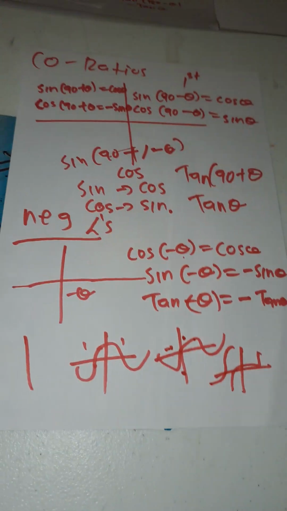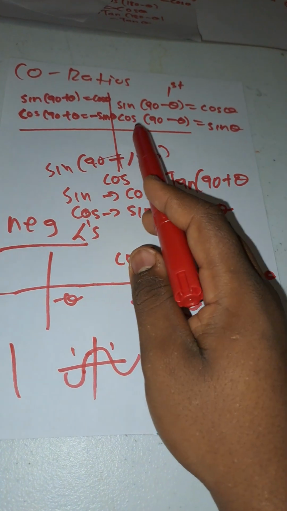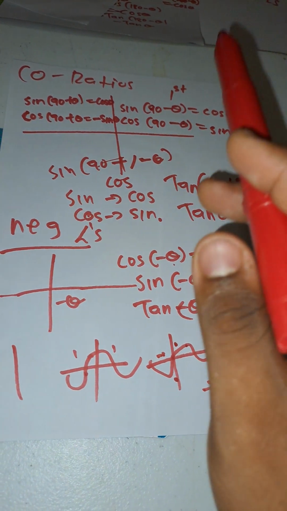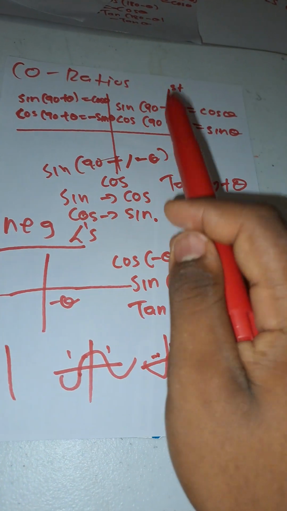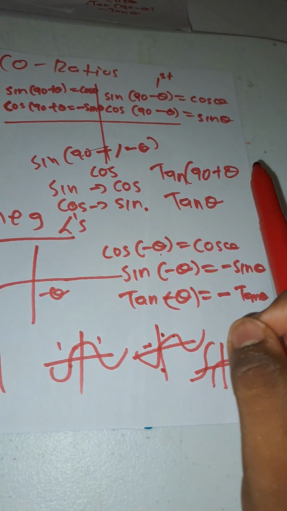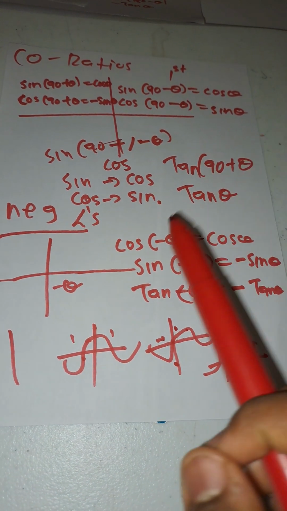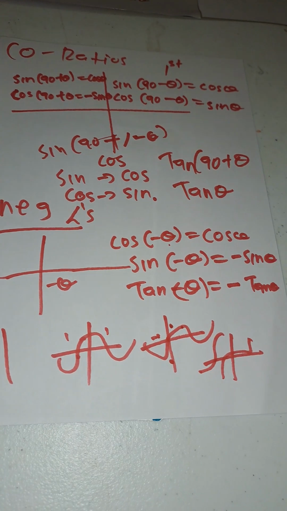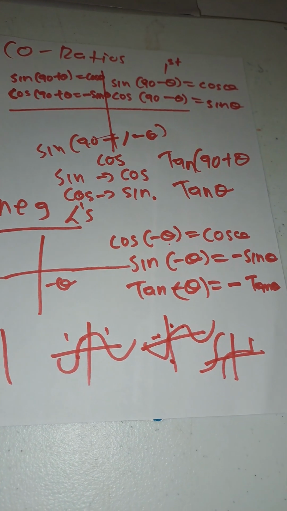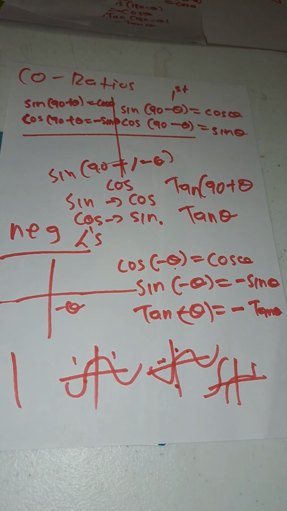So just know the co-ratios, let's revise. Sine and cos are changed by 90. So 90 changes sine to cos and cos to sine. But tan is not changed by 90. And for negative angles, cos negative theta is cos theta. Sin negative theta is negative sin theta. Tan negative theta is negative tan theta. Okay? So now, let's go to the examples.